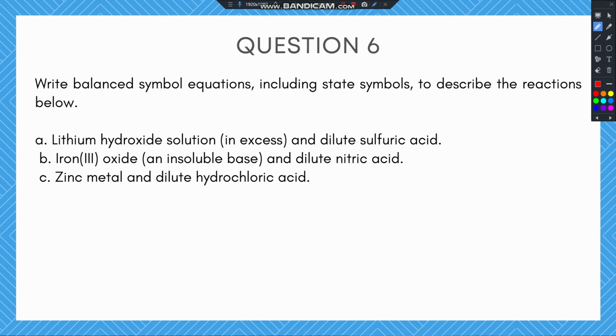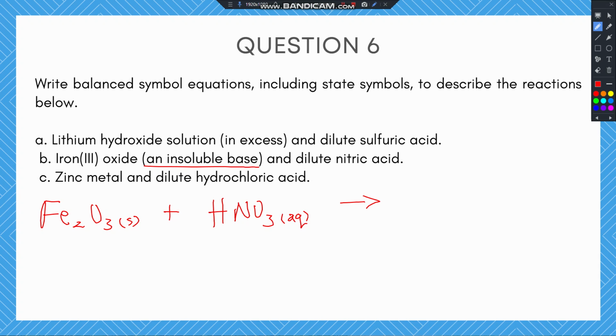Alright, so the next question says iron 3 oxide, an insoluble base, and dilute nitric acid. So let's do justice to this. The first thing we have is iron 3 oxide. Iron 3 oxide has the formula Fe2O3. Okay, and it's an insoluble base, so it's going to be in the solid state of matter, reacting with nitric acid, dilute nitric acid. It has the formula HNO3. This is in the aqueous state of matter.